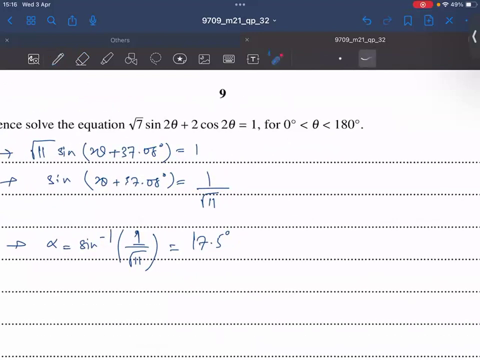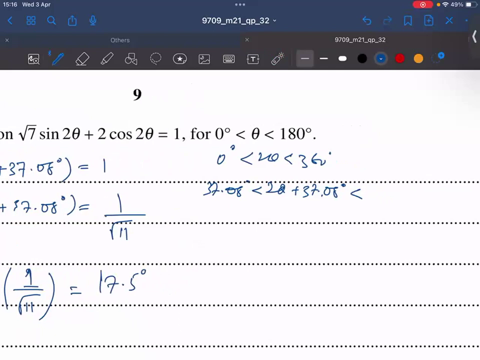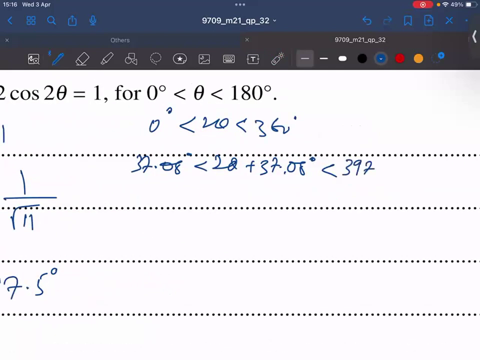I have the angle as 2 theta plus 37.08 degrees. I've been given the domain of theta, so I'll be changing the domain in accordance with this angle. For 2 theta, it goes from 0 to 360 degrees. I'm going to add 37.08 on either side, so it's going to be 37.08 to 397.08 degrees. Agreed or not?